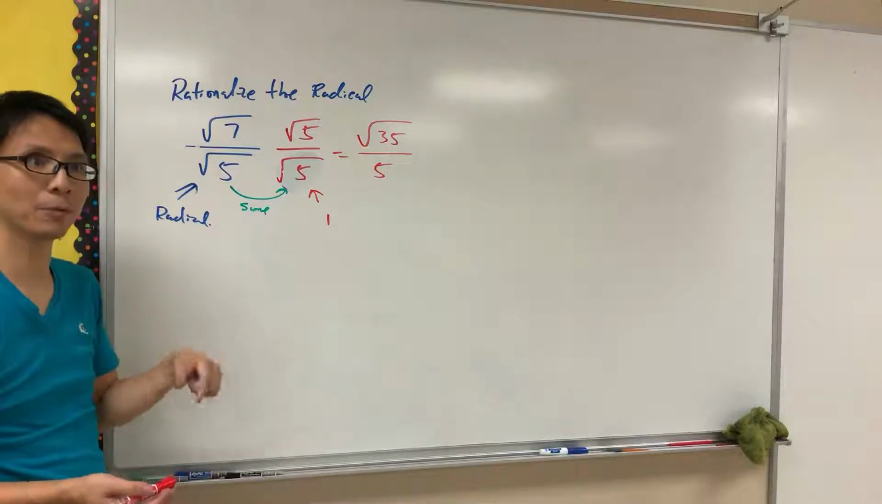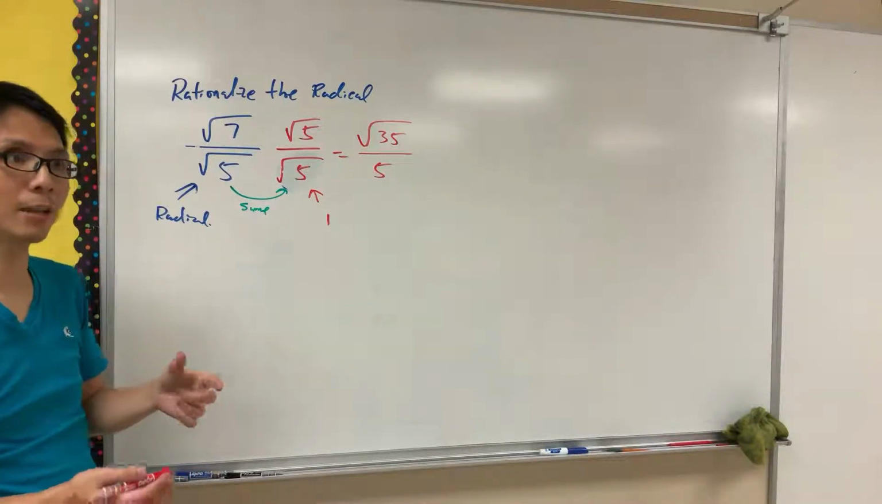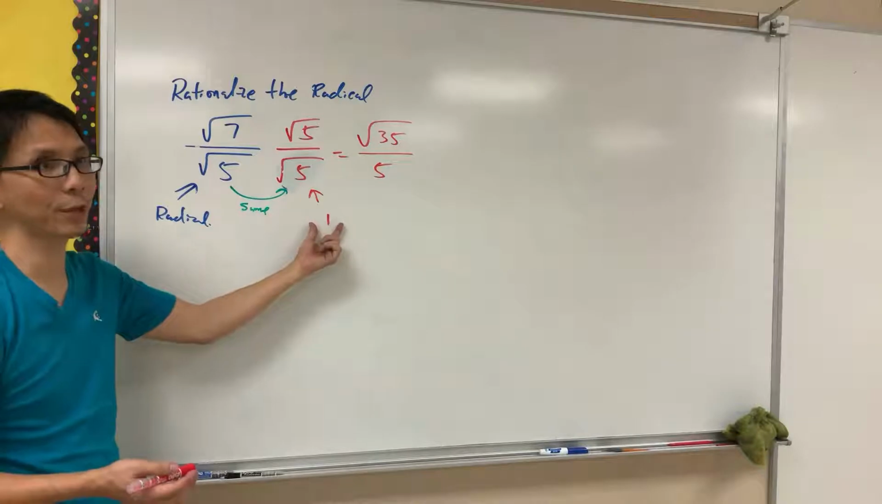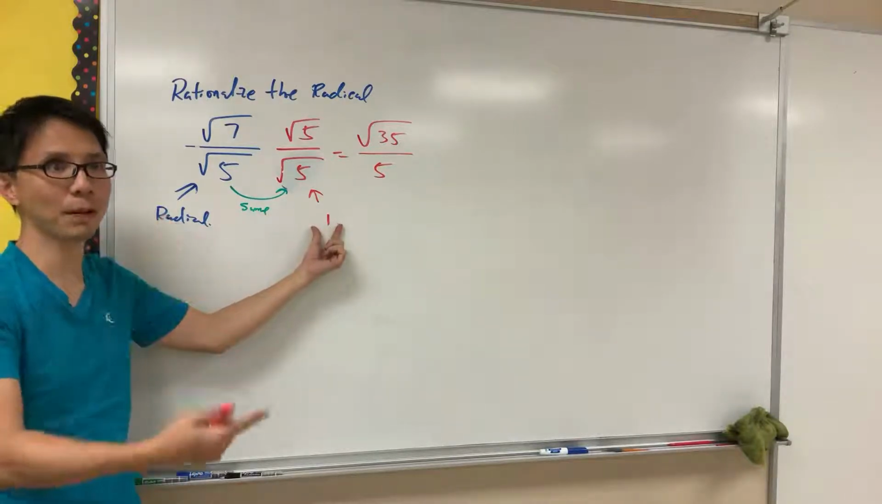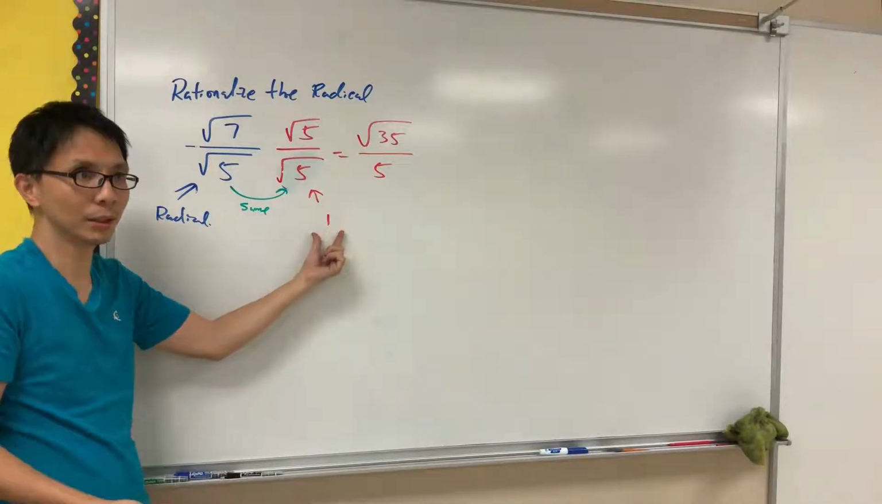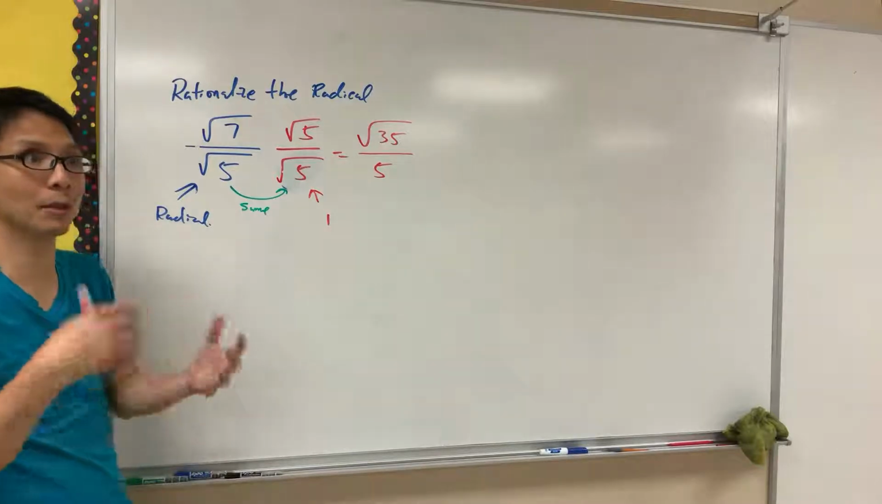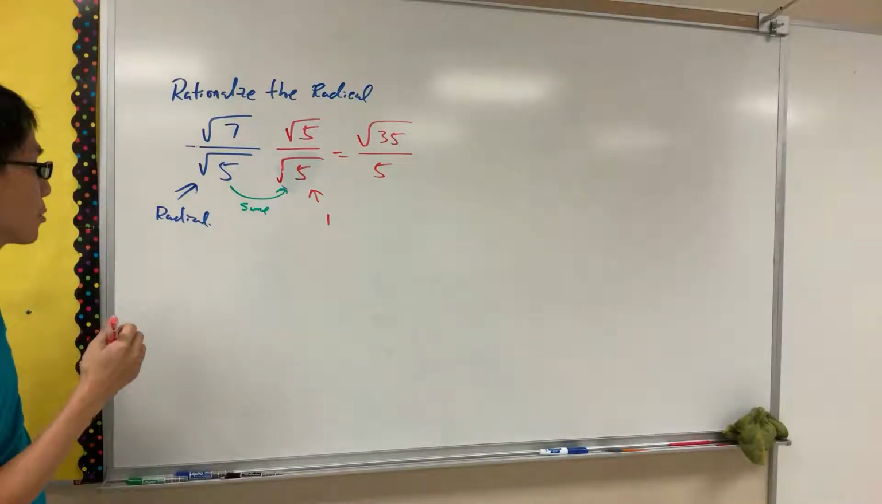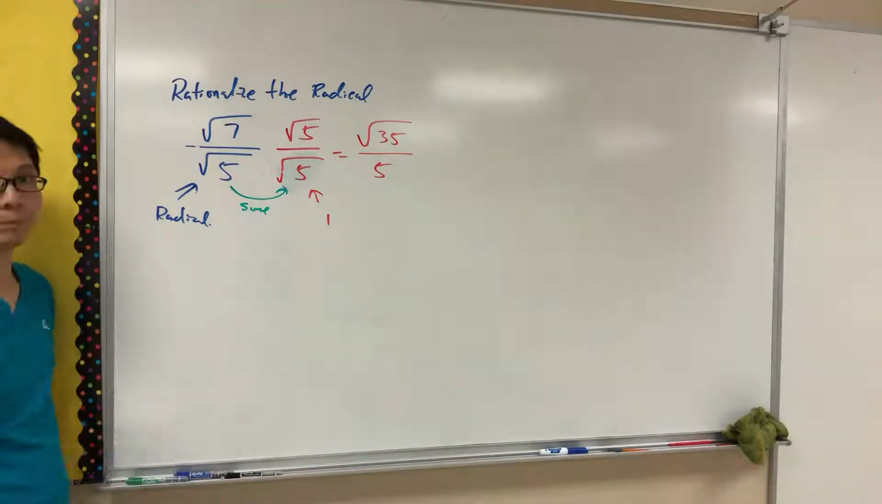E to the i pi plus 1 is equal to 0. Okay, so that 1 is very special, because anything multiplied by 1 is going to be the thing itself. Now the second thing is, today we're going to talk about also that part of i.